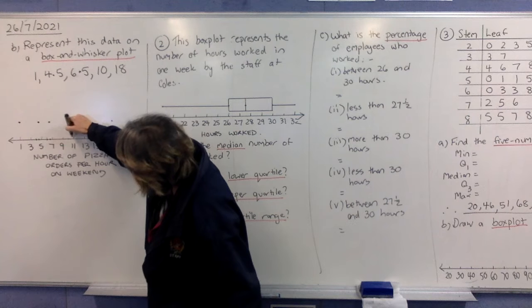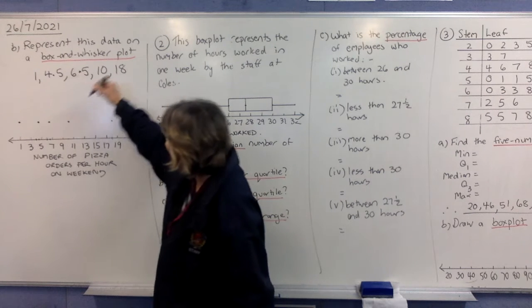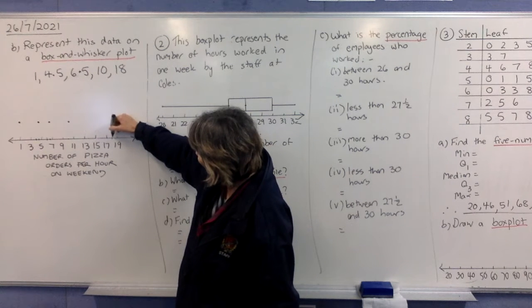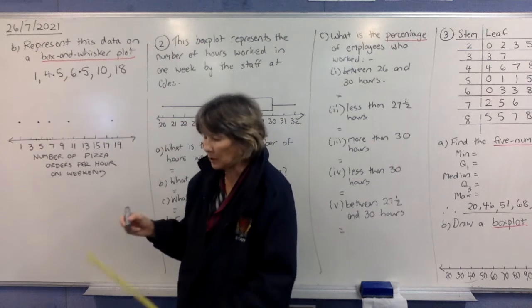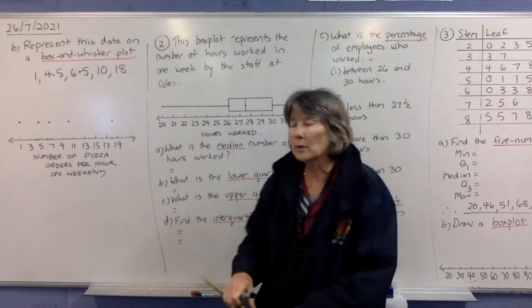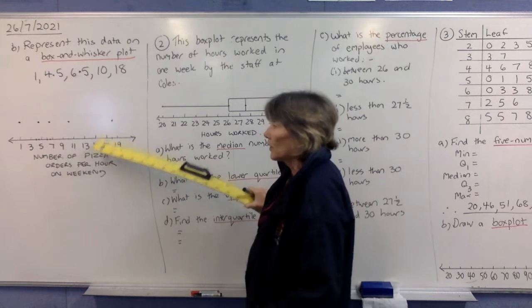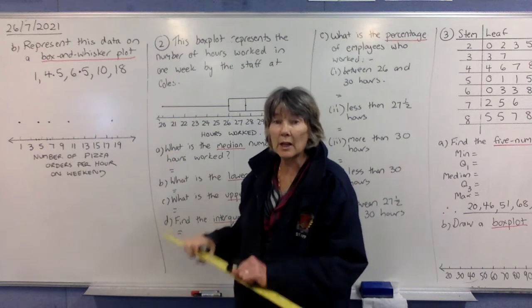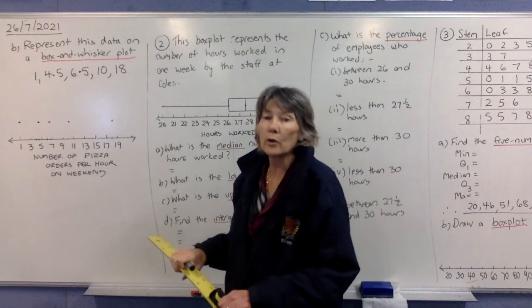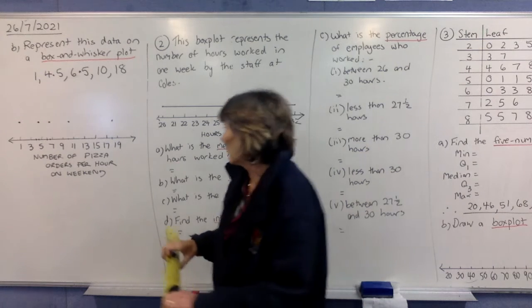10 is in the middle of 9 and 11, that's that dot. And 18 is in the middle of 17 and 19, and that's that dot. So I've got them lined up. I made sure they were the same height above the line. So now we're just going to get our ruler and draw the rest of the box and whisker plot together.